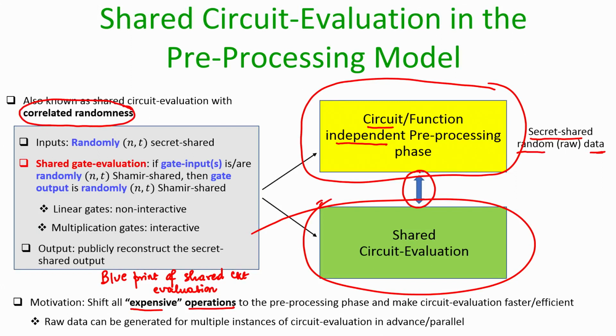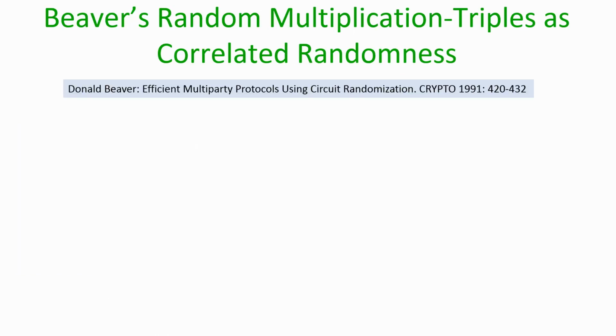It is not the case that there is only one form of pre-processing data which can be later used for the shared circuit evaluation. Indeed, in the literature there are several forms of correlated randomness which have been proposed. Each of these methods has its own trade-offs, pros and cons.